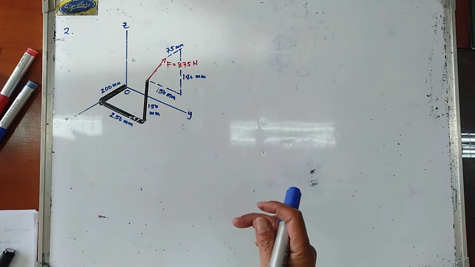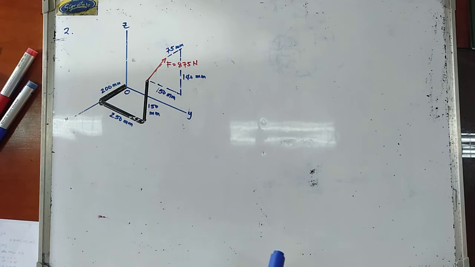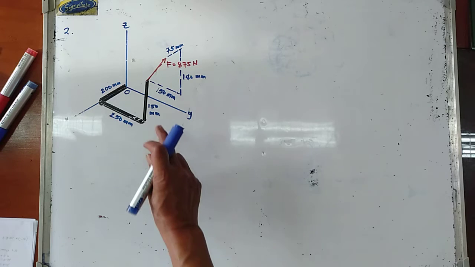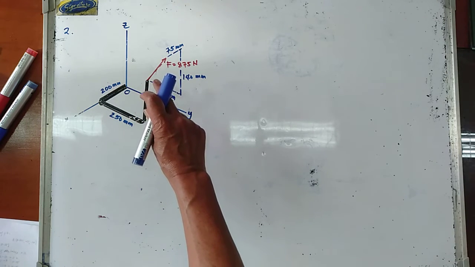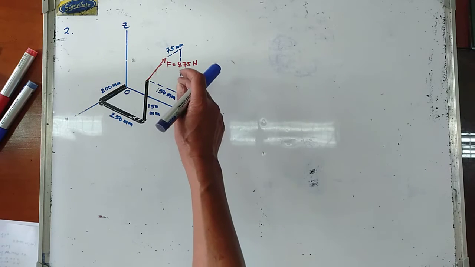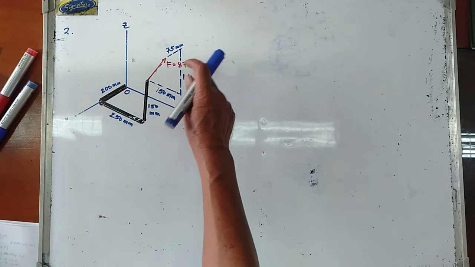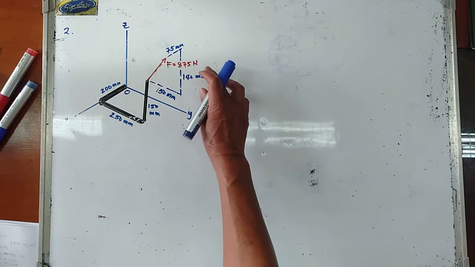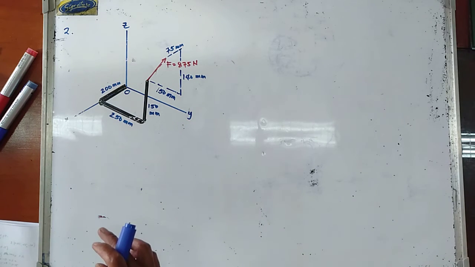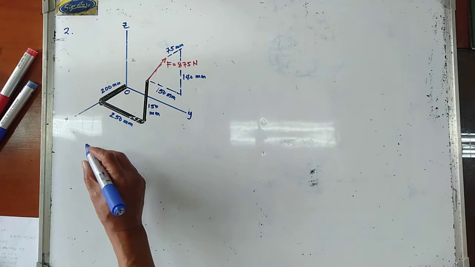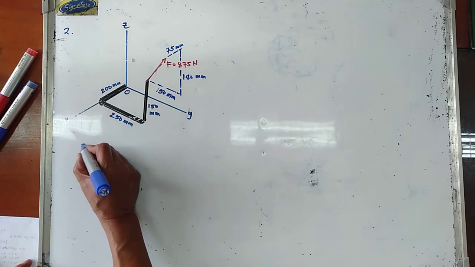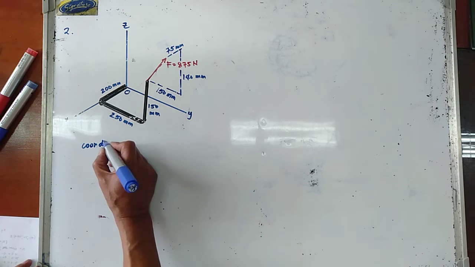Problem number 2. A bar is bent and loaded as shown in the figure. Determine the moment of force F about point O. The magnitude of the force F is equal to 875 newtons. So first, let's determine the coordinates.